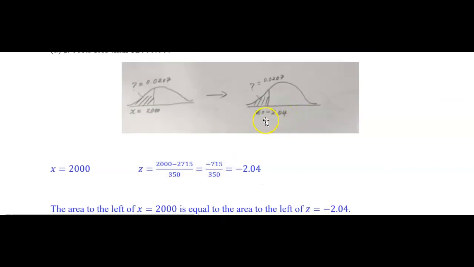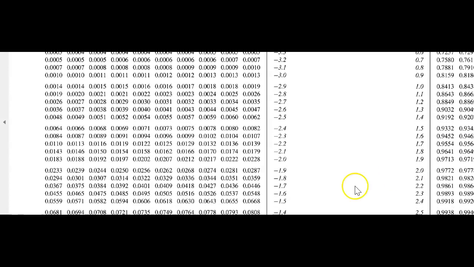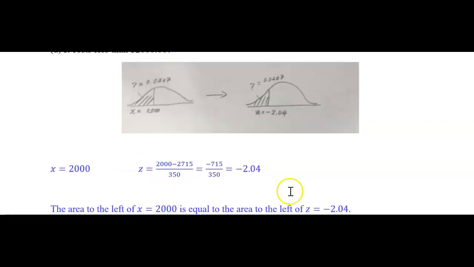Then I look into table 2. What is the area to the left of negative 2.04? Now, I'm not going to always come back to the table because I'm assuming you already know how to use the table, but I'll do it as much as I can. Negative 2.04, negative 2.0, 0, 1, 2, 3, 4, 0.027. Remember, the table always gives us the area on the left side, so this is our answer for the first question.